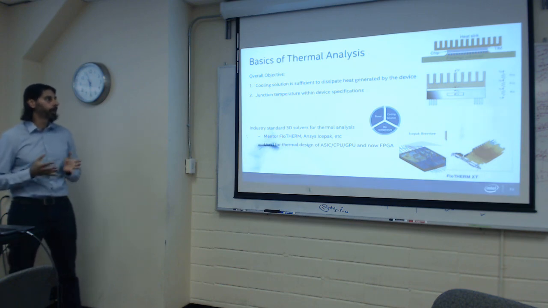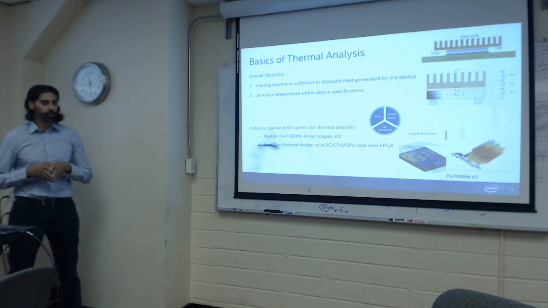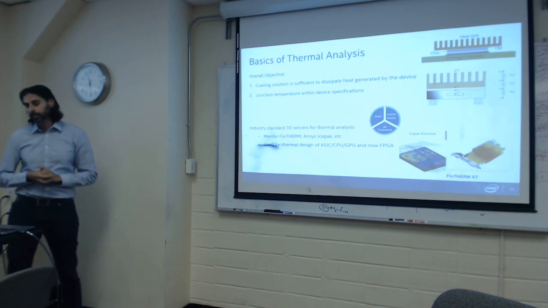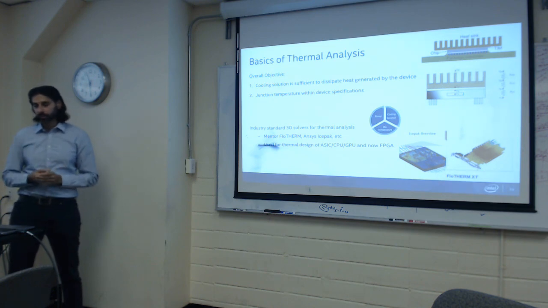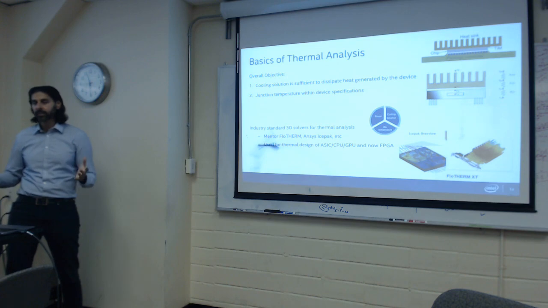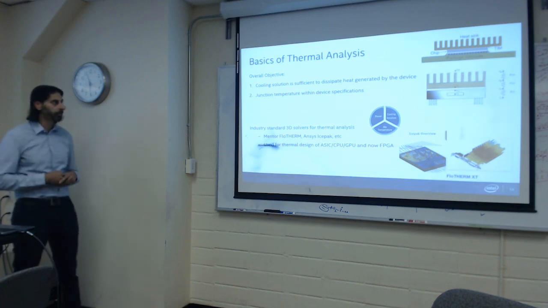At a high level, what you're trying to do is two things. One is make sure the cooling solution that you provide to your end system is sufficient to dissipate the heat generated by the device. And how do you do that? You make sure that your junction temperature, the temperature at any point on the die, doesn't exceed whatever the device specifications happen to be. As a thermal designer, you need to make sure you guarantee these two things. And how do they do that?